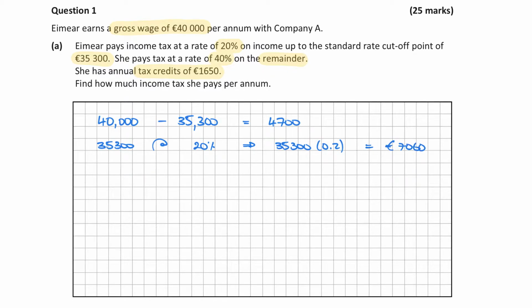Okay, so that's the first 35,300. We now need to look at the remainder. So we calculated the remainder to be 4,700. So I'll have to get 4,700 at 40%. Now, in order to work out what that is, I'm going to have to take the 4,700 and multiply it by 0.4 because 40 divided by 100 will give you 0.4 as a decimal. So that gives us a total there of 1,880.